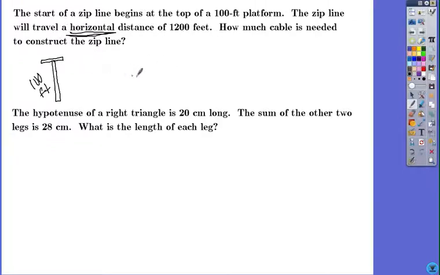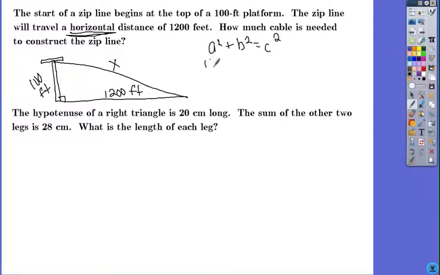Well, if I do the diagonal, that's not horizontal. So I'm looking here. I'm going to make a horizontal line, and that is 1,200 feet. Okay? So this is how far horizontally I'm traveling. My zip line would be constructed from the top of the platform to the end of my horizontal distance. So how much cable will I need here? Well, I'm looking for the hypotenuse of this right triangle. So I'm just plugging my values in.